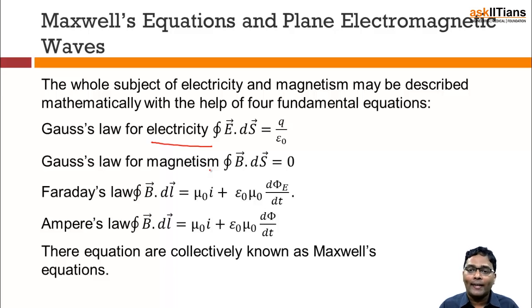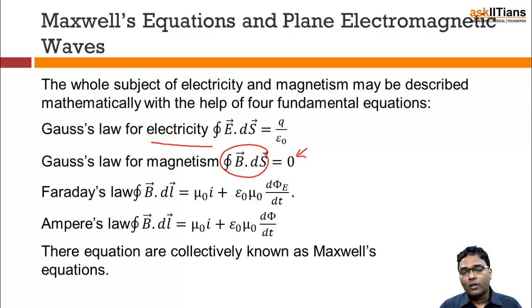So if there are no magnetic monopoles which exist, then for the case of magnetism, the total magnetic field over a given area, if you try to find it over the total area, is going to be equal to 0, because there is no single magnetic monopole existing.